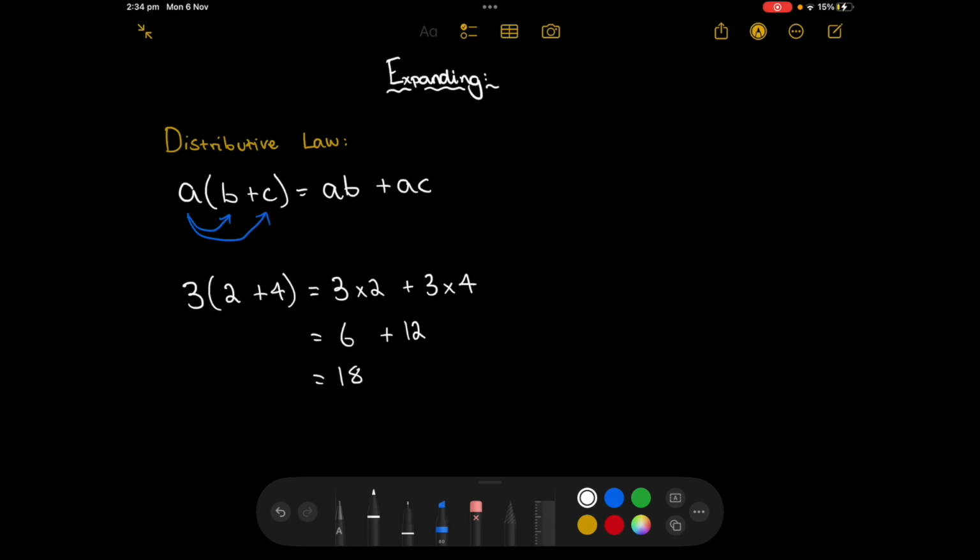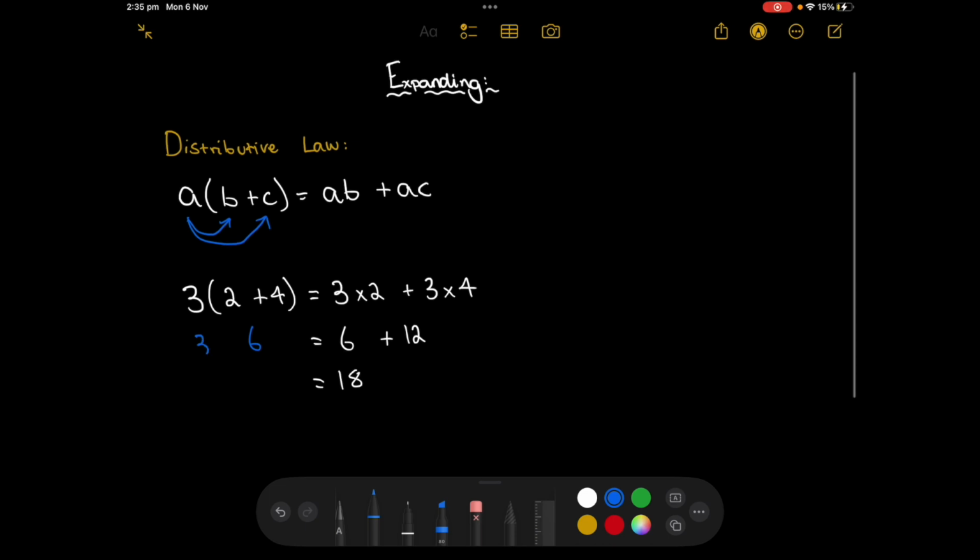And this is correct because if we look at it from our normal standpoint, without knowing the distributive law, we would go 2 plus 4 is 6, because that's in the brackets. We always do our brackets first in order of operations. And then we multiply that by 3. 3 times 6 is also equal to 18. So that shows that our distributive law works.